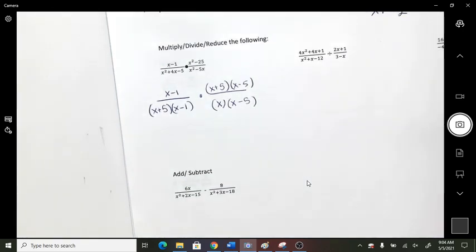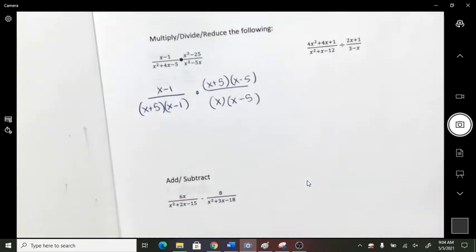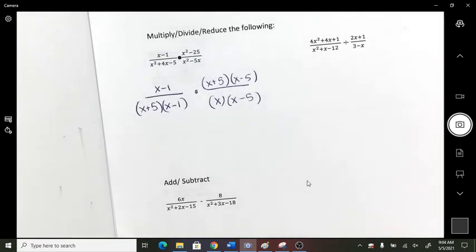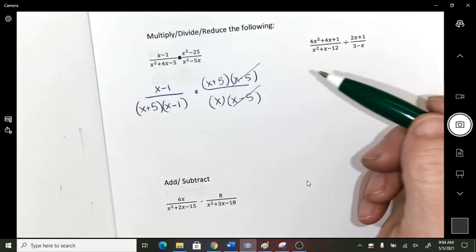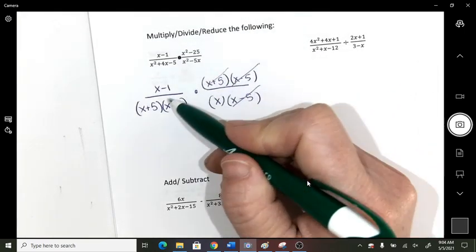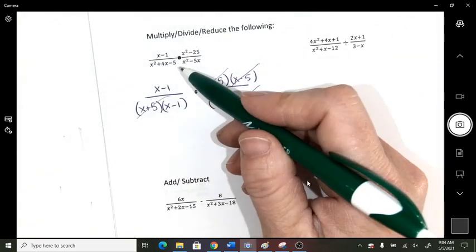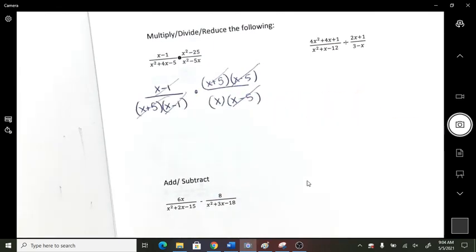Okay, so that's us recognizing all of our factorings. Now cancel what you can. So I have an X minus 5 on a top bottom. I have an X plus 5 on a top bottom. I have an X minus 1 on a top bottom. So how do you write the final answer in this case?